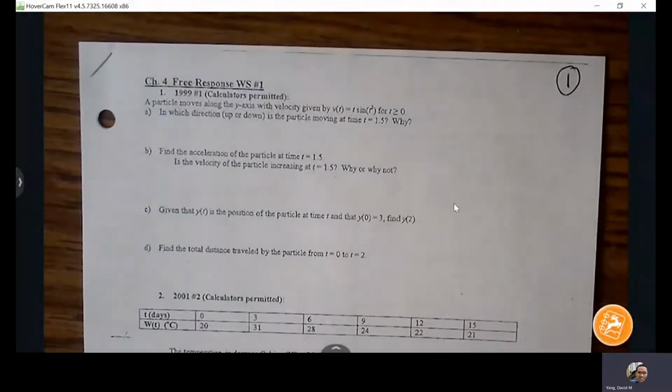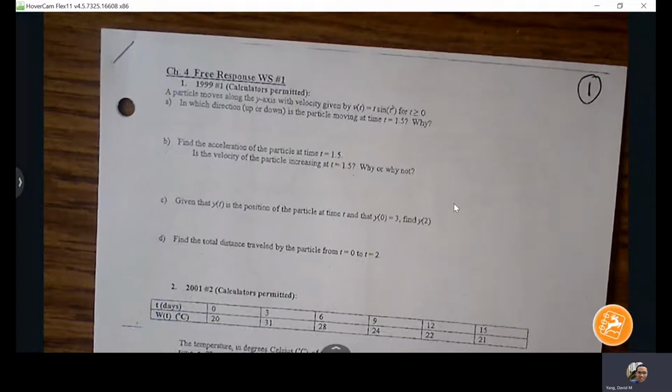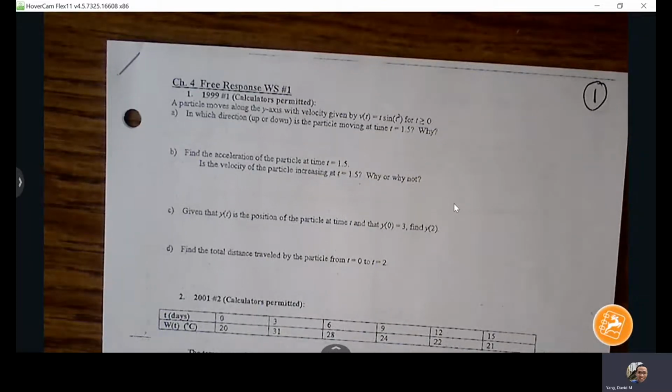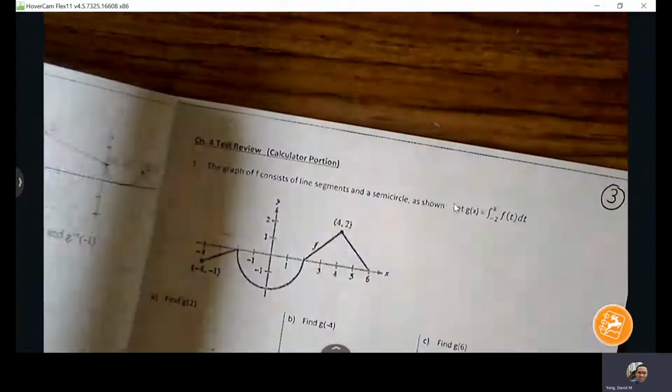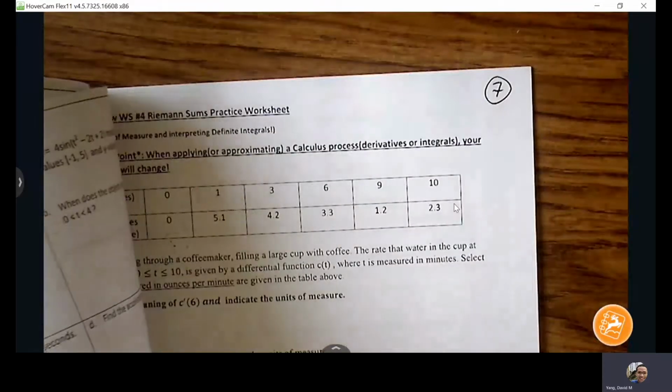All right, if you're here for the help session, let's start off on page... Okay, so in class, we're going to finish page 2 in class. So let's try page 4 and 5. Let's see how far we can get with that.